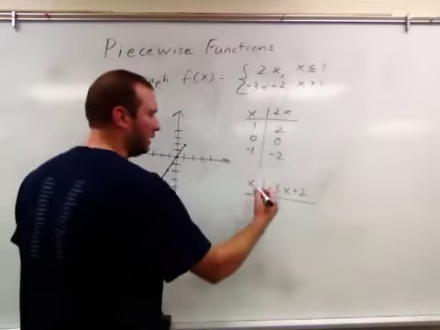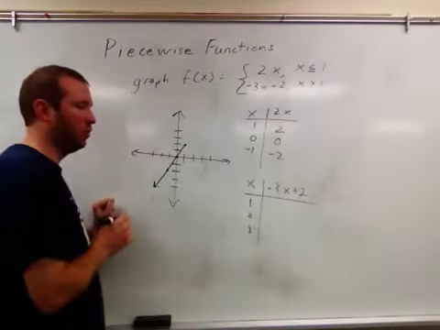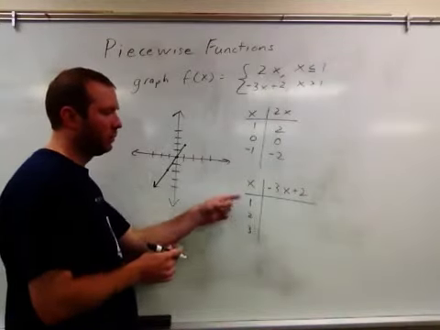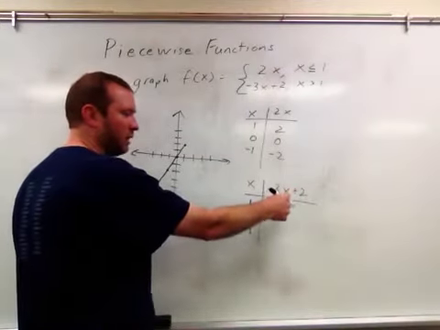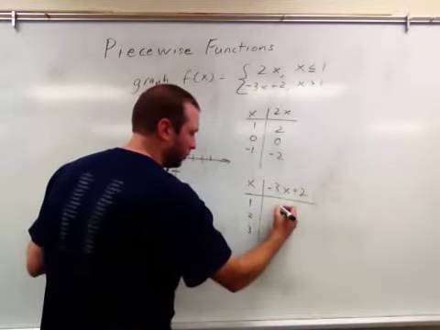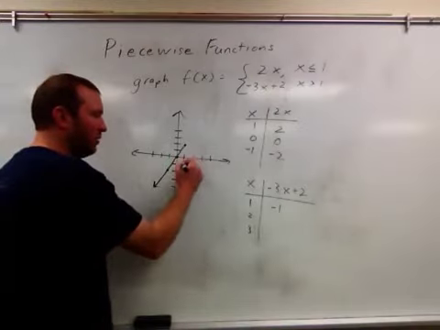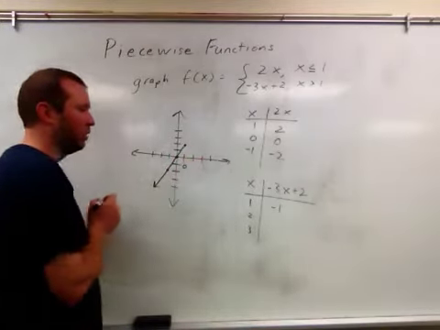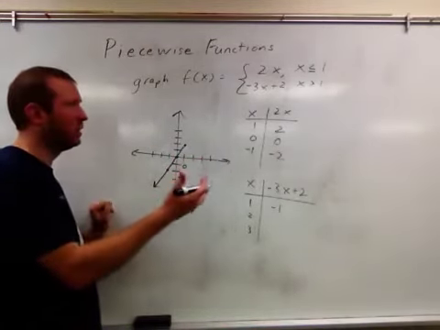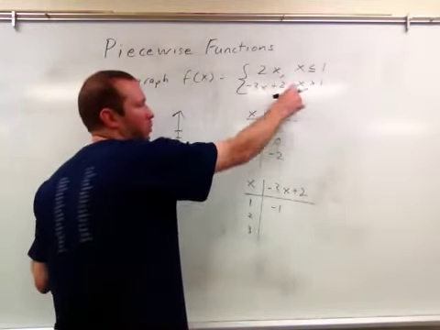So I'm going to act like it starts at 1, 2, and 3, to get a couple of points. At 1, negative 3 times 1 is negative 3, plus 2 is going to be negative 1. So I'm going to plot that point, 1, negative 1, but I'm going to use that open circle idea there, because that point actually doesn't exist. This function is not defined at 1.